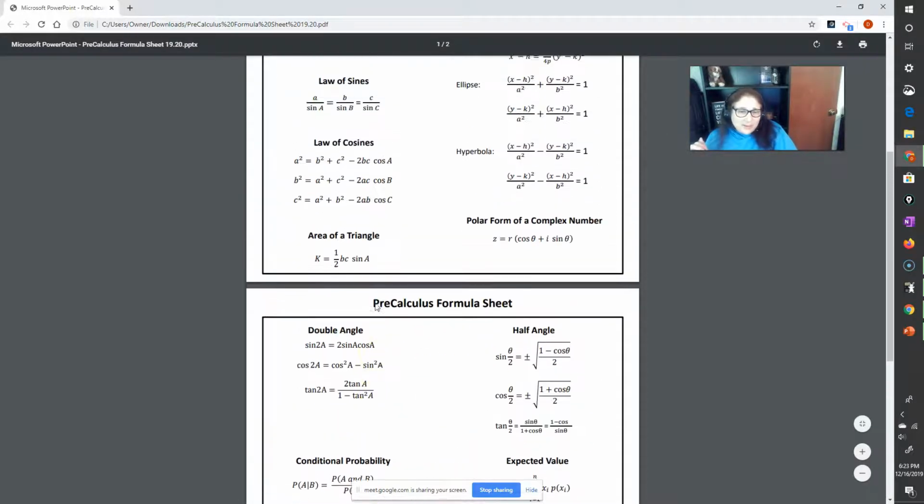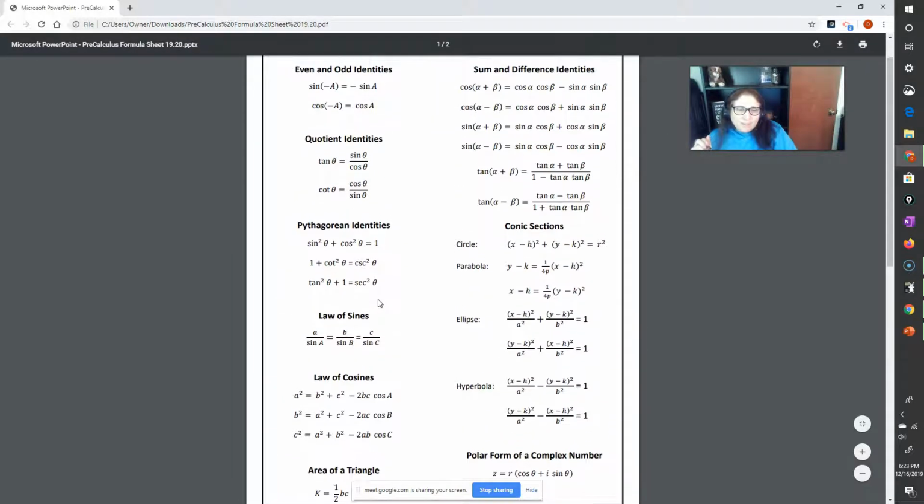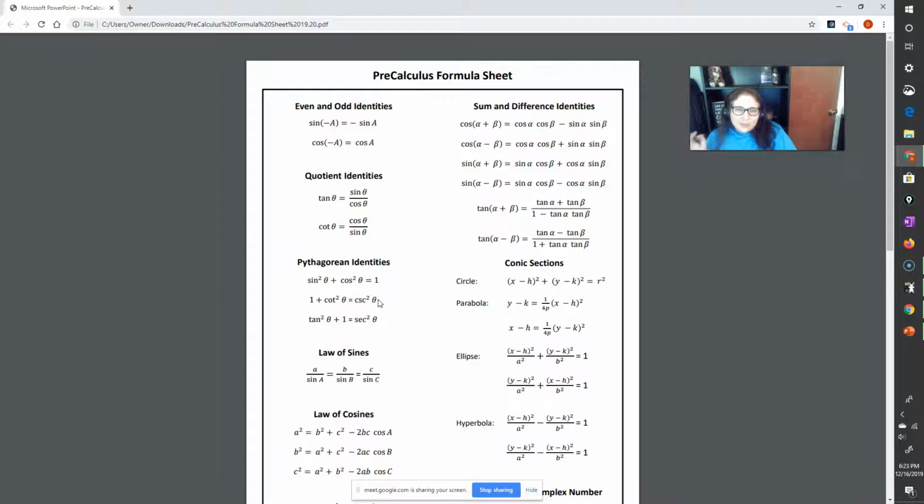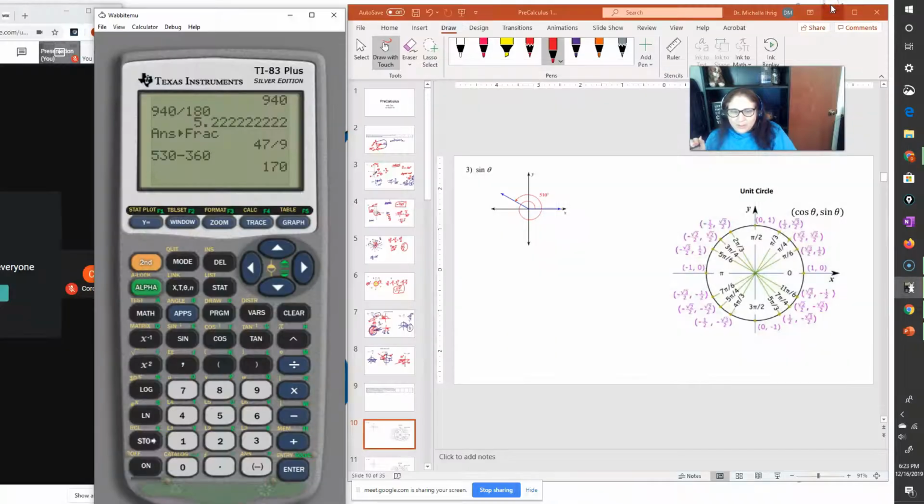The other thing I was surprised by is I didn't notice it having sine theta equals 1, or I'm sorry, cosecant theta equals 1 over sine theta. They didn't have that either. Okay, so let's look here.